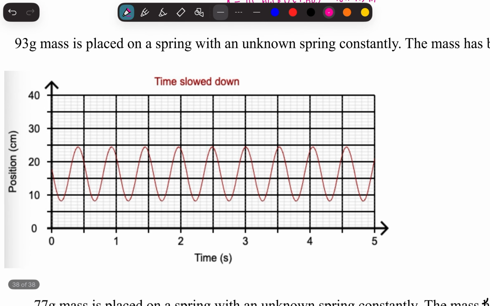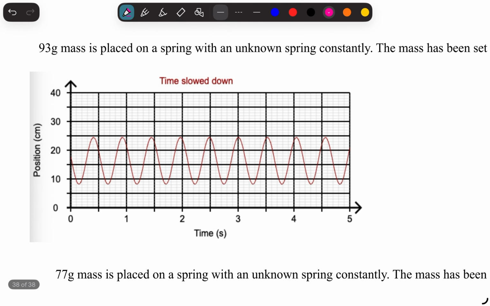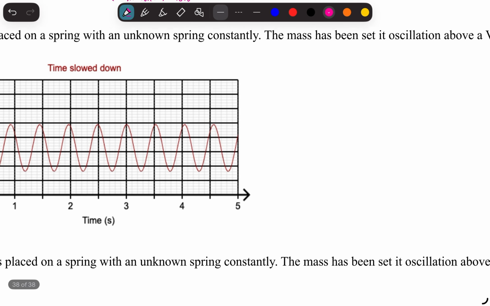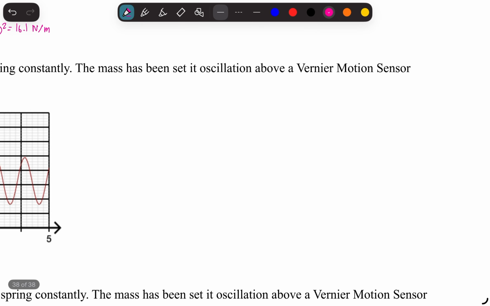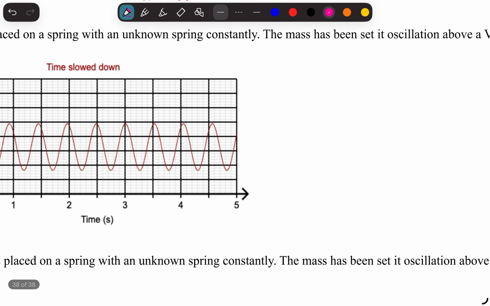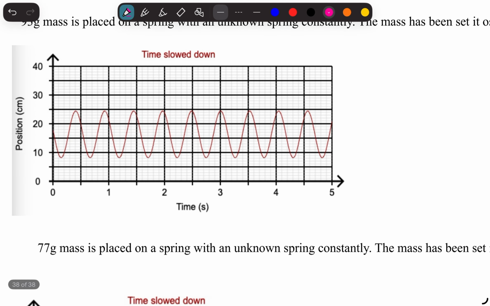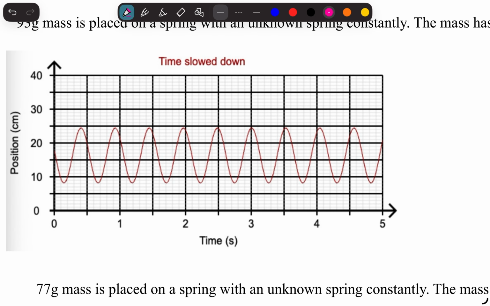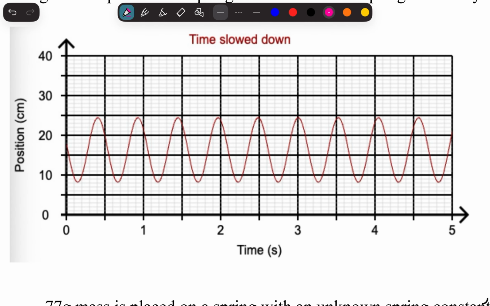Now let's do another problem like this. A 93 gram mass is placed on a spring with an unknown spring constant. The mass has been set in oscillation above a Vernier motion sensor, and this is the position-time graph that it generates. We can count the oscillations, and we can also look at the amplitude. First, from the graph, we find our max and a min. Our max is 24.2 centimeters, and we have a min at 8.